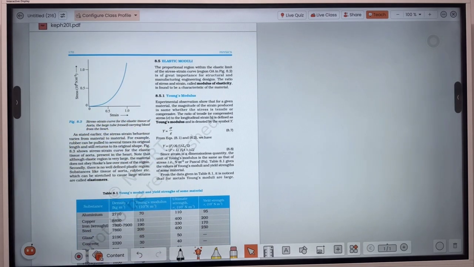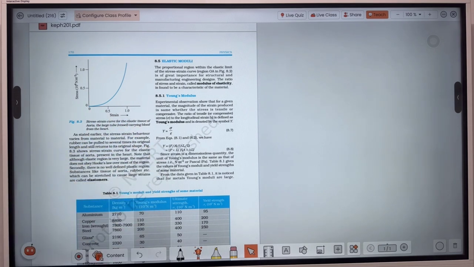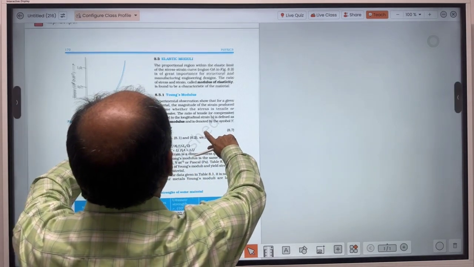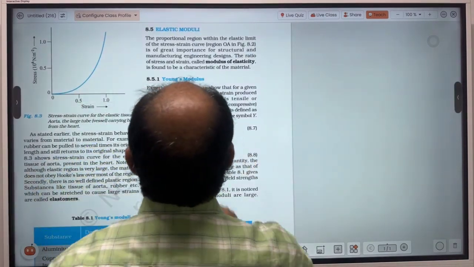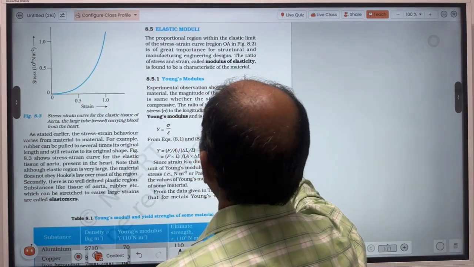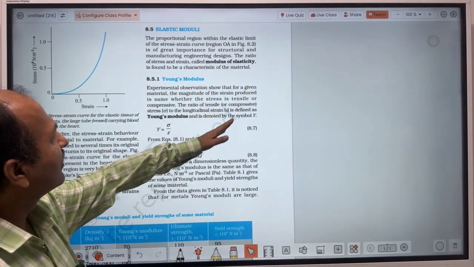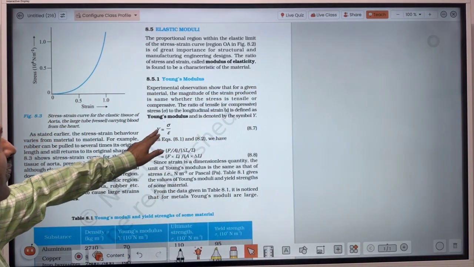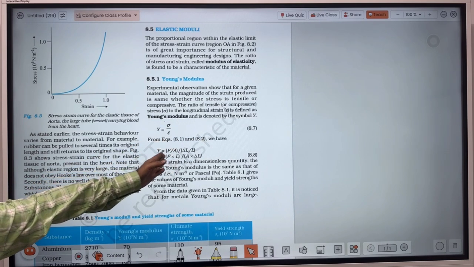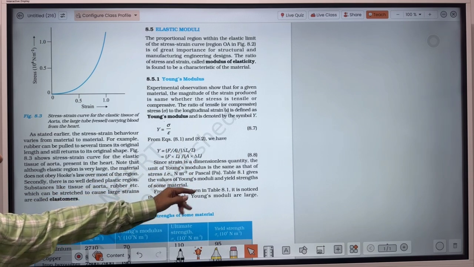Here, elastic moduli: modulus of elasticity as Young's modulus, as I told you, bulk modulus and shear modulus. So I have already told you about these things. Here, Young's modulus is the ratio of the tensile or compressive stress to the longitudinal strain. Here notations are different. You can use the one you like. So Y equals sigma divided by epsilon. So we can put the value F upon A whole divided by delta L upon L. So we will get this.